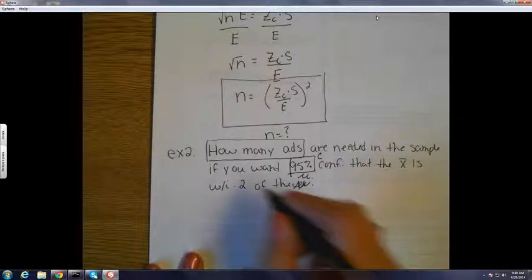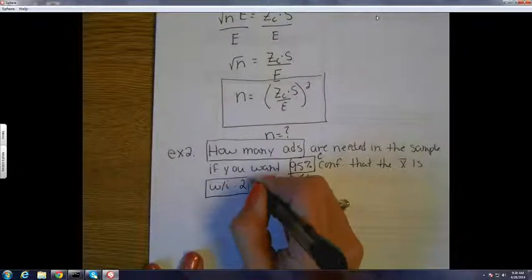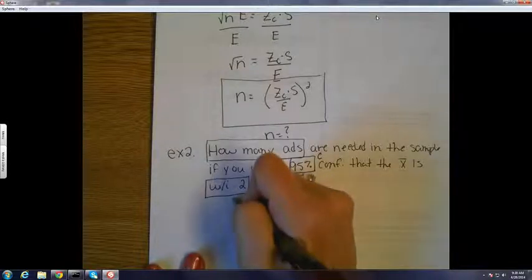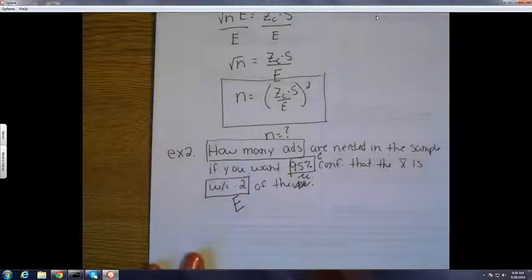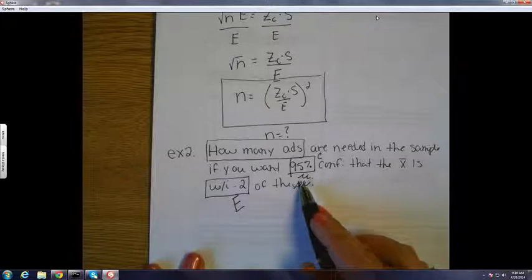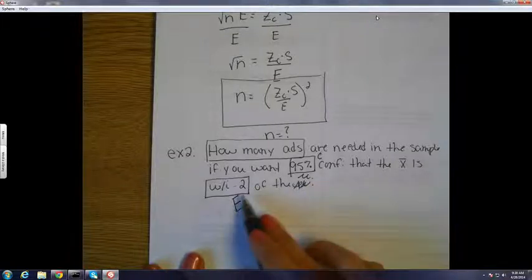And this within 2. What is this 2 giving me? What do we call that amount that I'm going away? That's big E, how much I'm allowing myself to be off of the mean. This is big E. That's the confidence level, 95%. And the mean is the population mean, because I want to be within 2 of the population mean.